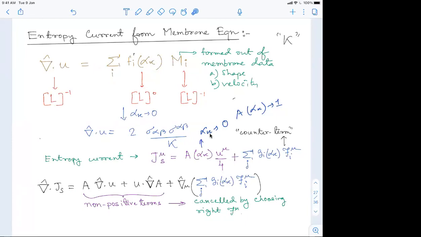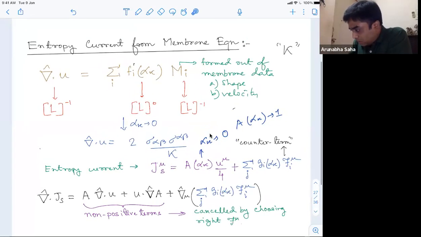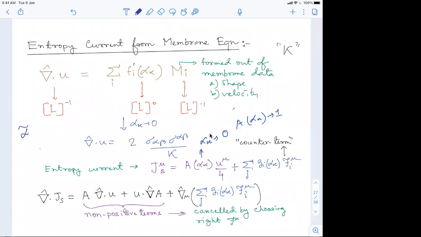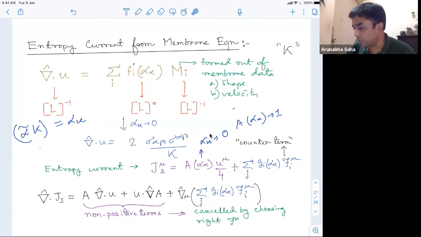Arunabha, remind me, this alpha is basically K, right? Its dependence on temperature and so on, on the dynamics, is basically the trace of the extrinsic curvature. Yes. Okay, thank you. Yeah, this is the expression of alpha.